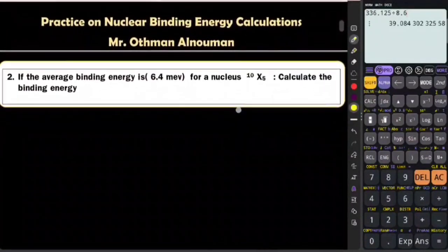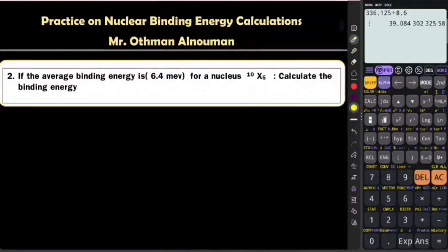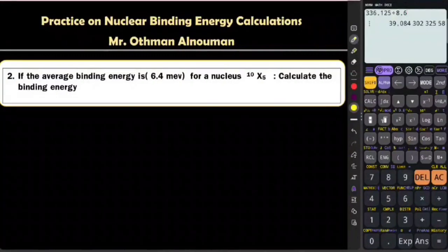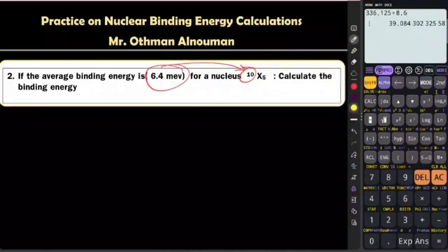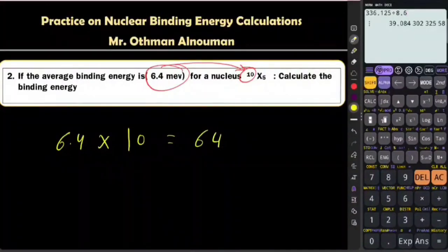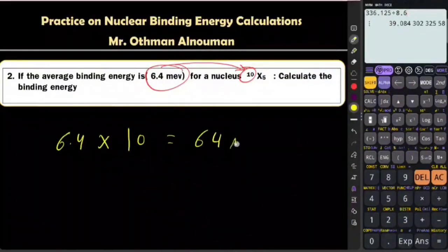Let's see the next question. Next question says if the average binding energy is 6.4 million electron volt for a nucleus X which has mass number 10 and atomic number 5, calculate the binding energy. Now the binding energy, we are going to multiply the average binding energy times the nucleon number, which is the mass number. In this case it is going to be 6.4 times 10 equals 64. So this is the binding energy, 64 million electron volt.